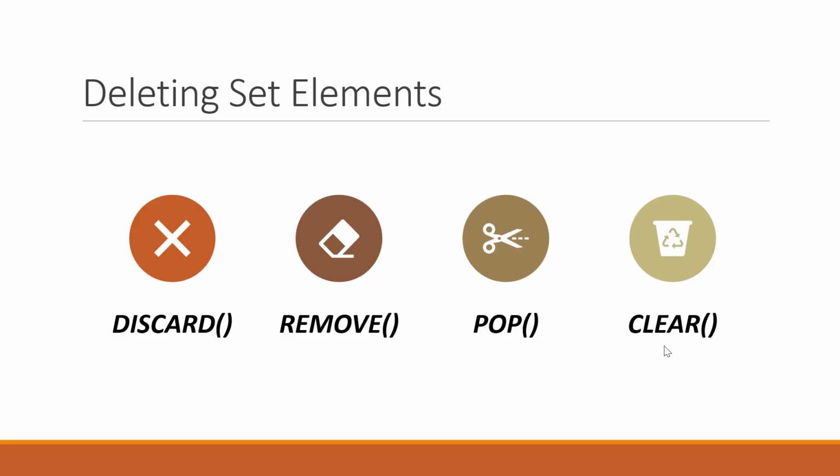Then we have the discard method. Both discard as well as remove are utilized to delete the specified element from the set. However, if we try to delete an element which does not exist in the set using the remove method, the remove method will return an error, but the discard method will do nothing. So let us practically use all of these methods.